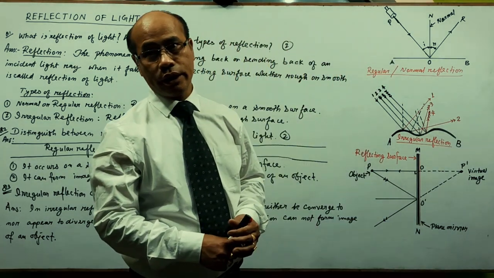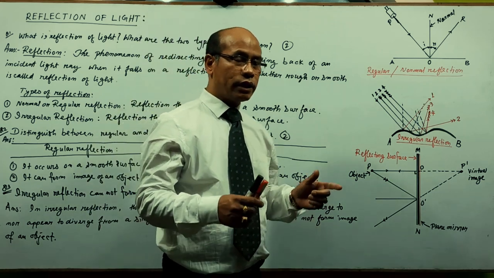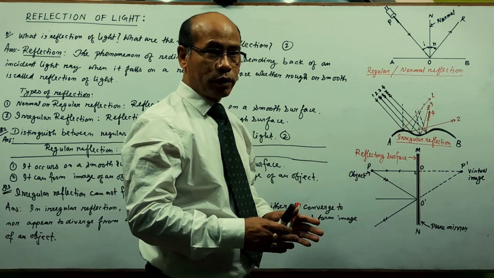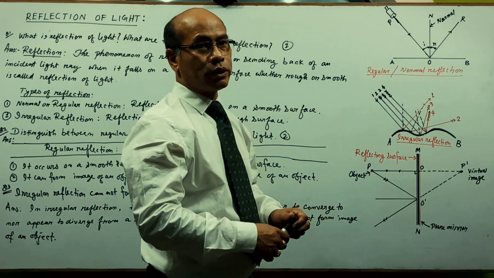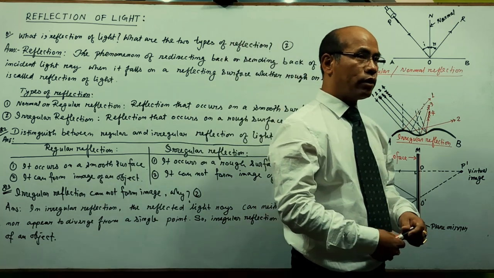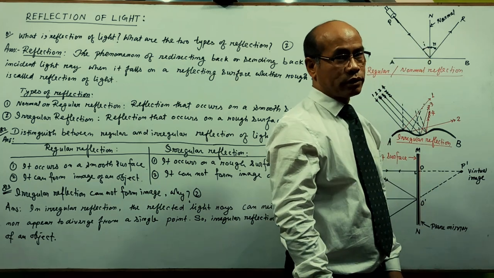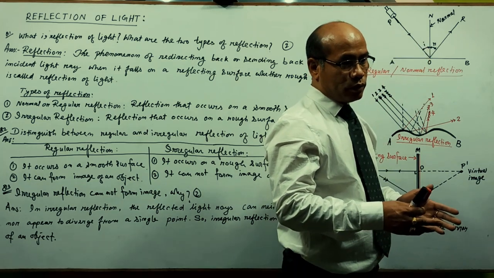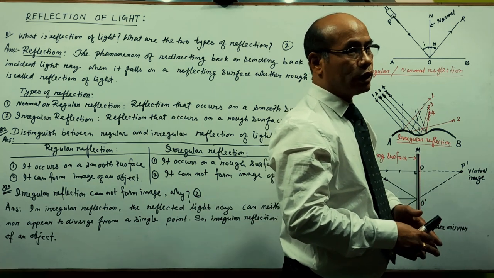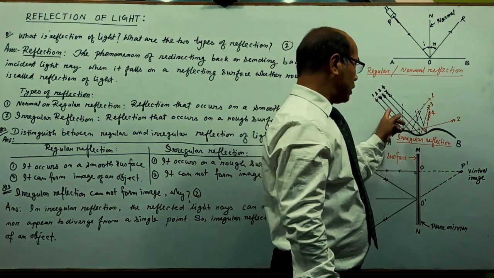In irregular reflection the image is not formed because the reflected rays are not at the same level. In regular reflection, the reflected rays converge on a single point, so the image is formed. That image is a virtual image. But in irregular reflection, the incident rays and the reflected rays go in different directions.